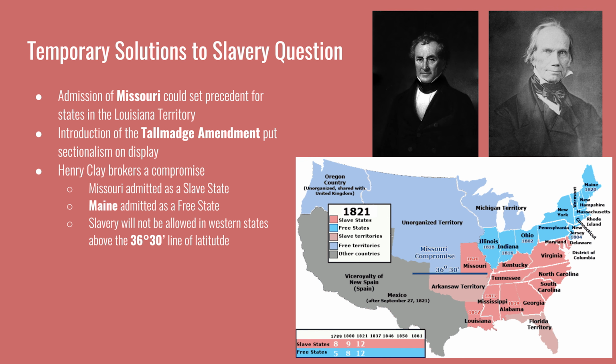Missouri's southern border, the latitude line of 36 degrees and 30 minutes, will be the northern limit for future states that allow slavery. The North are okay with this because it limited the places where slavery could expand into, and the South was okay with it because it guaranteed the institution of slavery could continue.